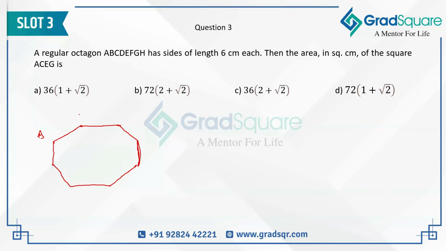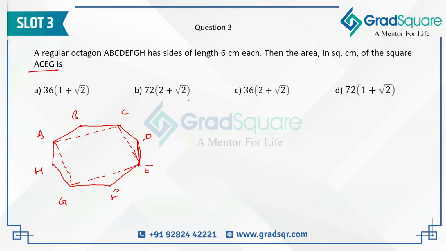So we are looking at naming it as A, B, C, D, E, F, G, and H. All right. Now, the area in square centimeter of the square ACEG. So if you look at ACEG, this is the square that they're trying to find out.